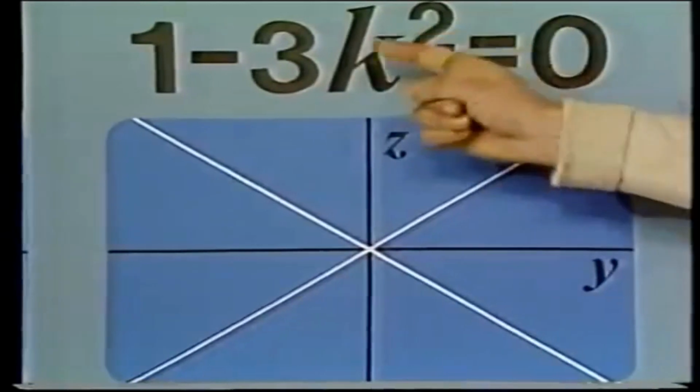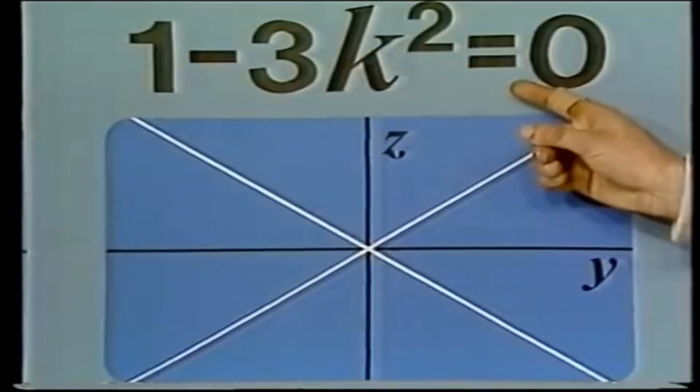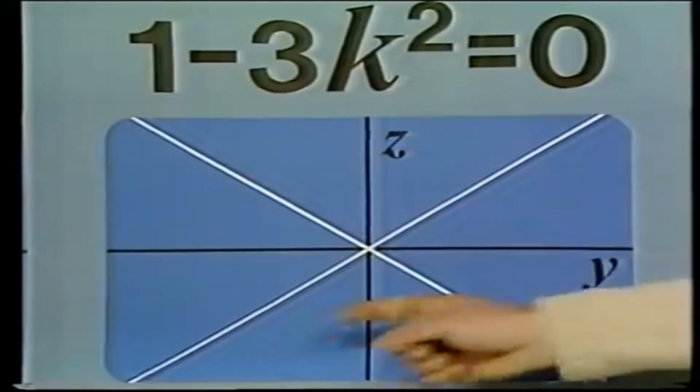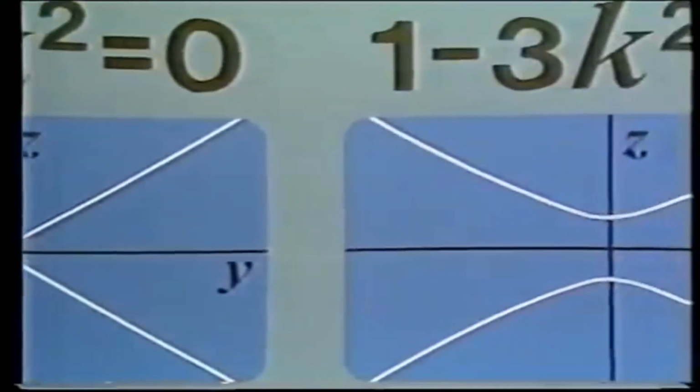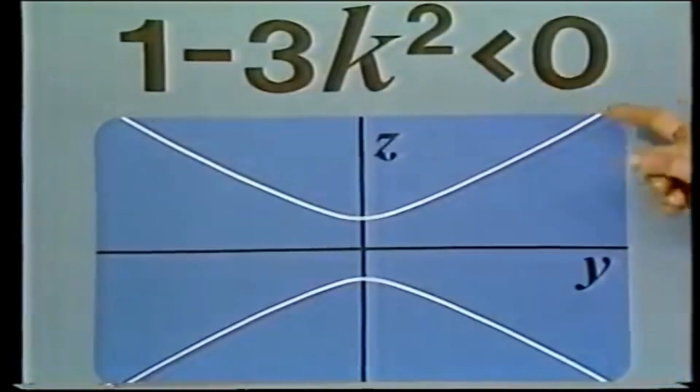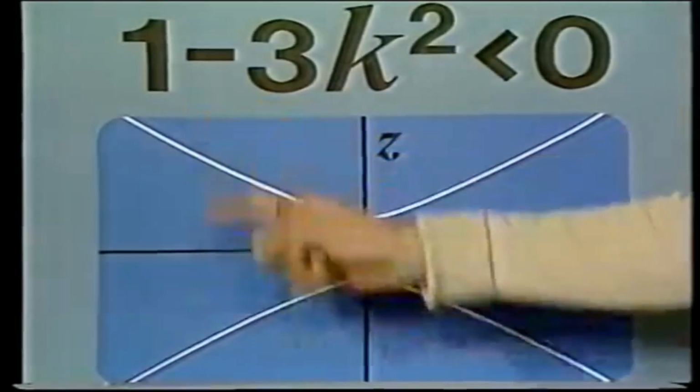Now if we move slightly further away, increase k a little bit, so that 1 minus 3k squared is 0, in that case we just get a pair of straight lines. And moving still further away, that's for large values of k, well again we get a hyperbola, but this time you see it's the other way up.